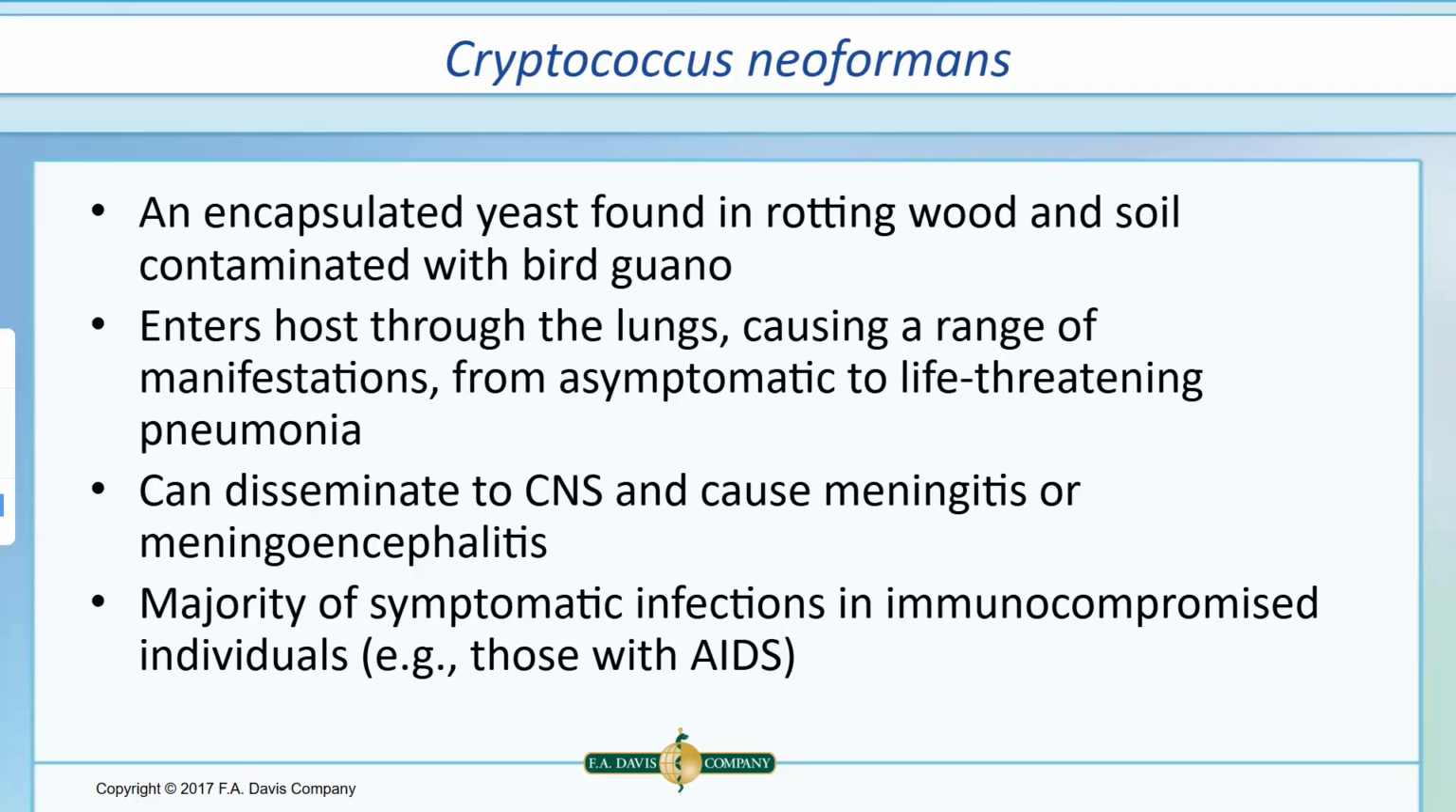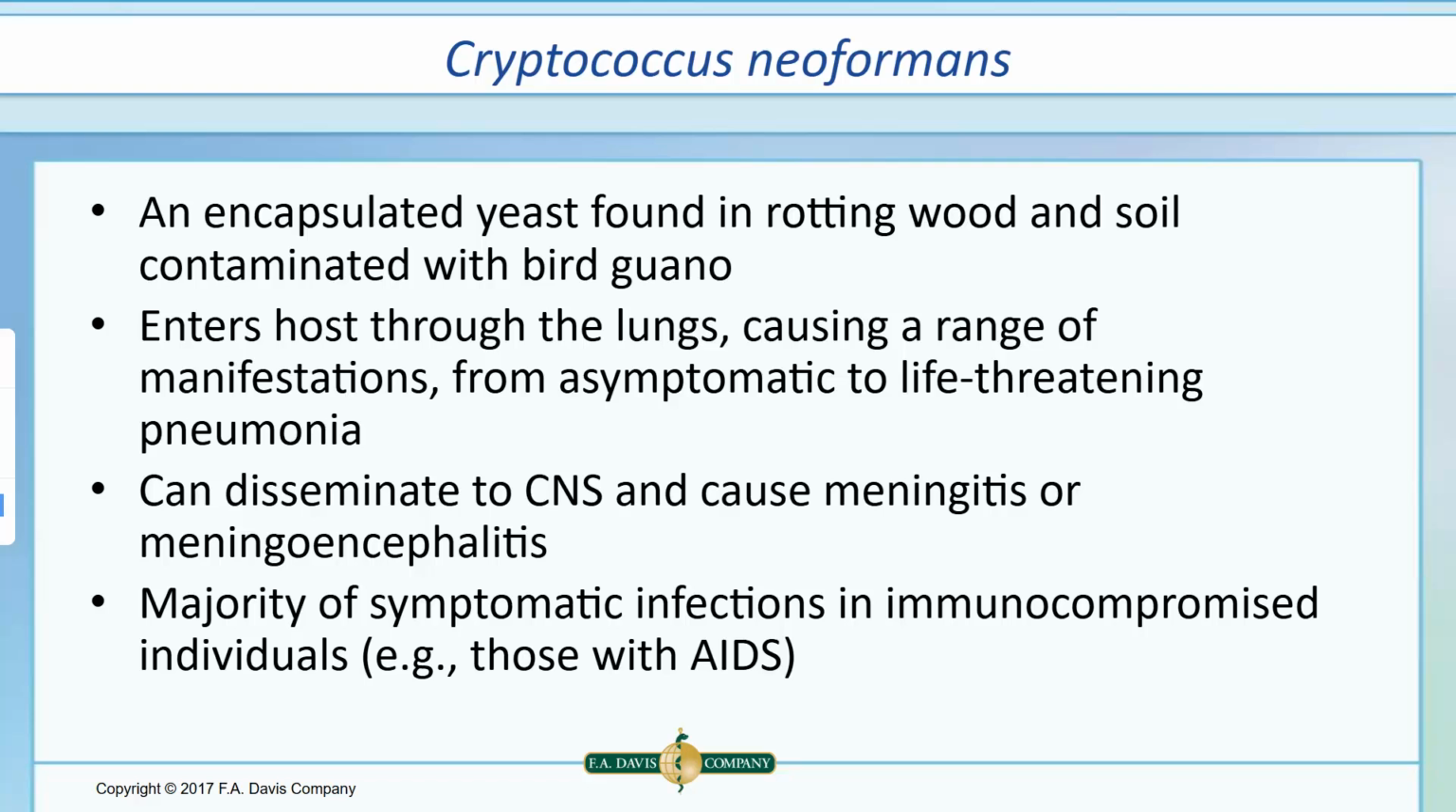Cryptococcus neoformans. This is an encapsulated yeast found in rotting wood and soil contaminated with bird guano, or bird poop. It enters the host through the lungs, causing a range of manifestations from asymptomatic to life-threatening pneumonia. It can also disseminate to the central nervous system and cause meningitis or meningoencephalitis.